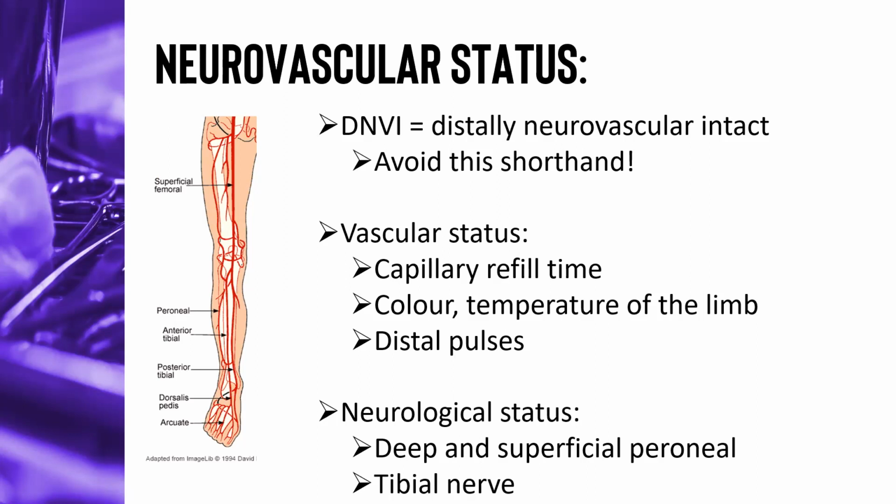But if you're examining the sensation for the superficial peroneal nerve, it's in that first web space between the first and second toe. The deep peroneal nerve you can assess on the dorsum of the foot with the exception of that first and second web space, and the tibial nerve feeling for sensation on the bottom of the foot.